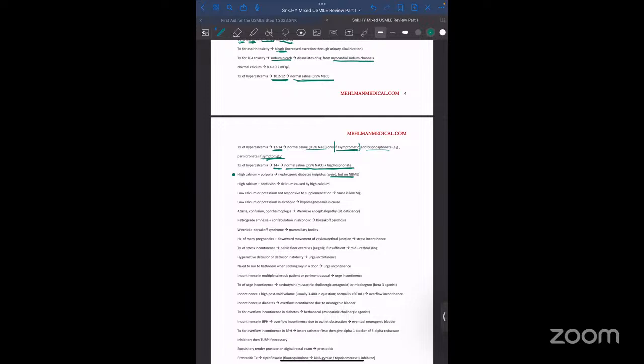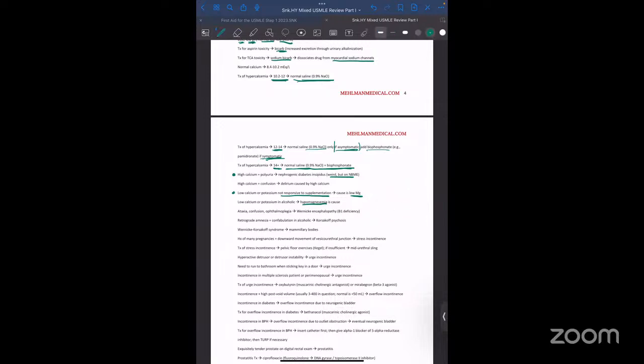If there is low calcium or potassium that is not responsive to supplementation, the cause is low magnesium. This is important. Low calcium or potassium in an alcoholic: hypomagnesemia. The silly mnemonic I remember is peg of alcohol, right? So peg, peg, peg. Think meg, meg, meg, which is magnesium. So when you take lots of alcohol, it results in low magnesium.